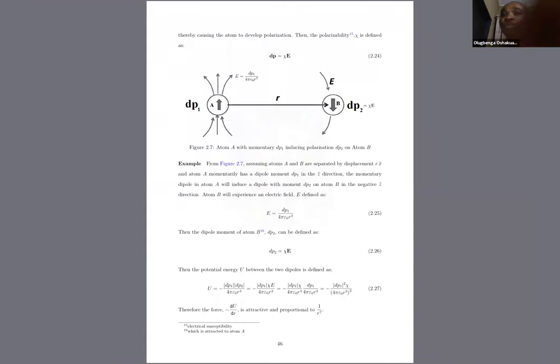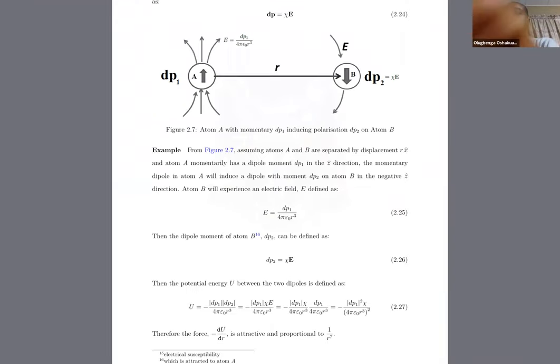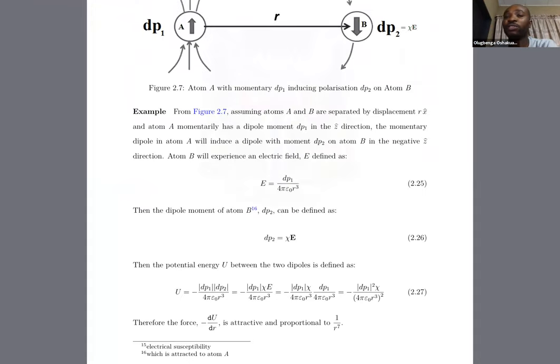Okay, so the van der Waals bonding, in conclusion, is a result of one dipole inducing or polarizing another atom to also form a dipole, and the two dipoles interact. When the two dipoles interact, then we have bonding.